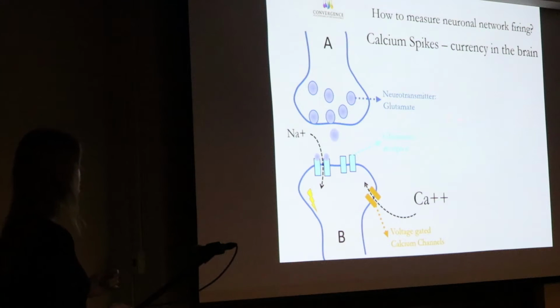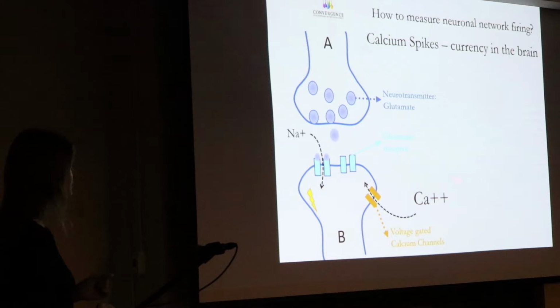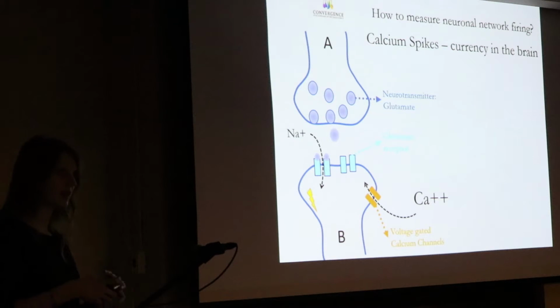Because calcium is sort of the currency of the brain. Once you open these channels, calcium flows in, and a whole lot of things are going to happen to cell B now that it received the message. And one important and very interesting thing about calcium is that it allows us to detect firing within a network.